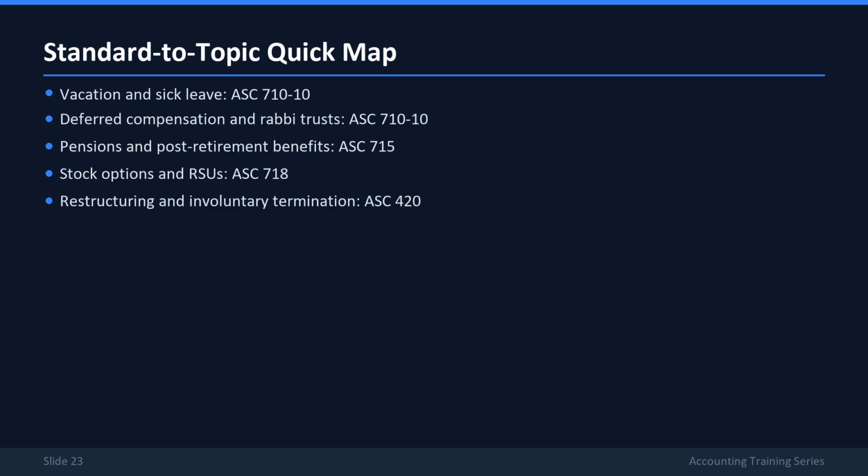As a quick reference map, vacation and sick leave fall under ASC 710. Deferred compensation and rabbi trusts also fall under ASC 710. Pension and post-retirement benefit obligations are governed by ASC 715 and have their own complex measurement rules. Stock options, restricted stock units, and employee stock purchase plans are governed by ASC 718. Involuntary termination benefits arising from restructuring or exit activities are governed by ASC 420, not ASC 710. Always confirm which standard applies before recording an entry.